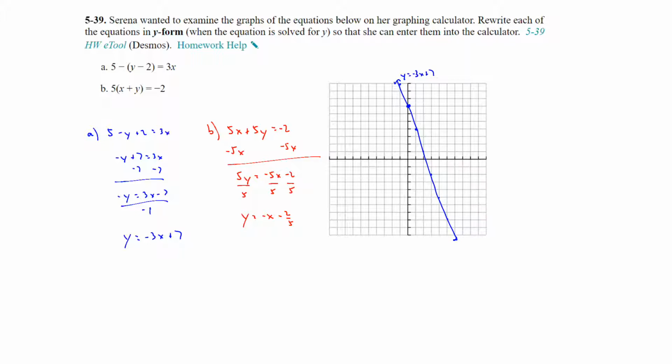We're going to look at this one a little differently. Maybe we can pick some numbers that would work, maybe some nice values, and if not, we can just approximate what we're looking at. So y is equal to negative x minus 2/5.